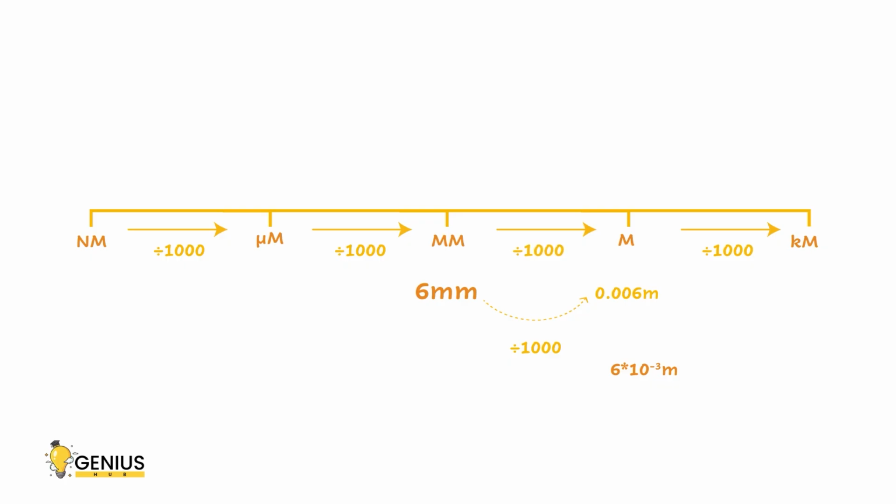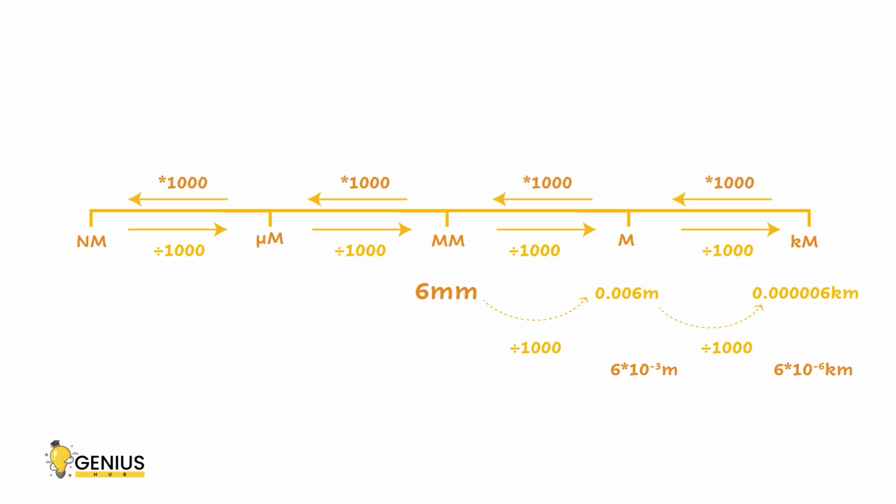To convert this further to kilometers, we divide 0.006 m by 1,000, resulting in 0.000006 kilometers or 6 times 10 to the power of minus 6 kilometers. When converting to a smaller unit, multiply by 1,000 for each step down the scale.